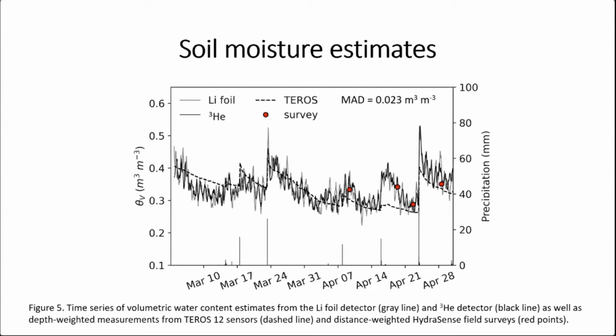Also, it's really evident from this figure, especially during the dry down periods, that the neutron detectors are able to capture the faster dry down that's occurring in those more sandy soils, while the Teros sensors show a slower dry down as a result of the heavy clay soil there in the center of the field. So these lithium foil and the helium-3 detectors both were really able to capture the influence of that soil texture and soil moisture variability in the field.